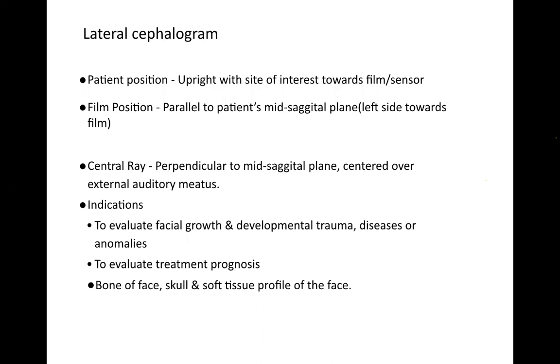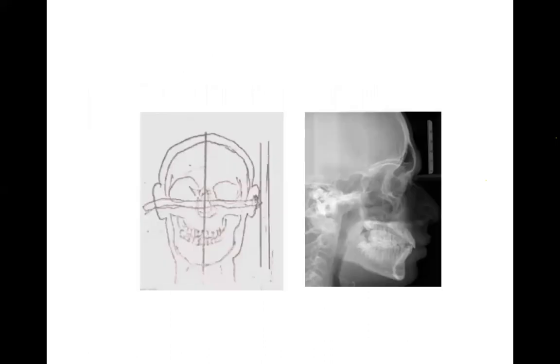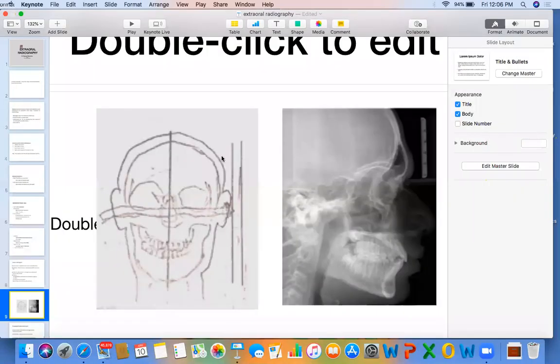So in patient position, patient is upright with site of interest towards the film and sensor. Let me show you how it is. Can you see this? The cassette is on the right. Look at the left diagram. Look at the left sketch here.